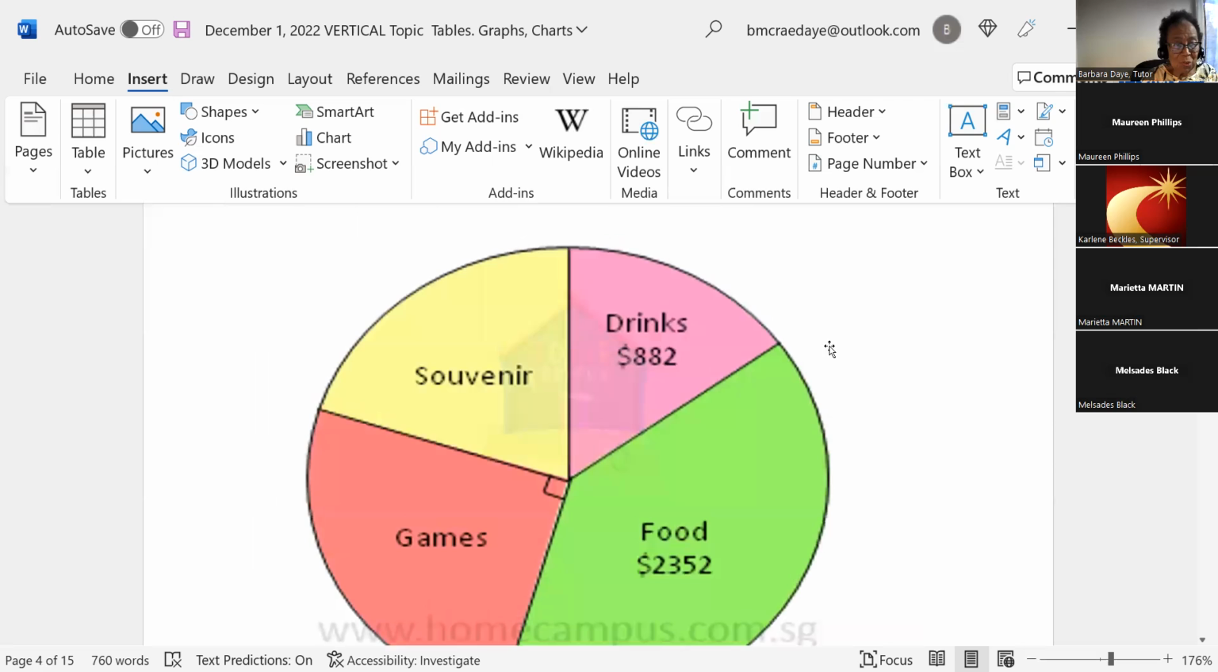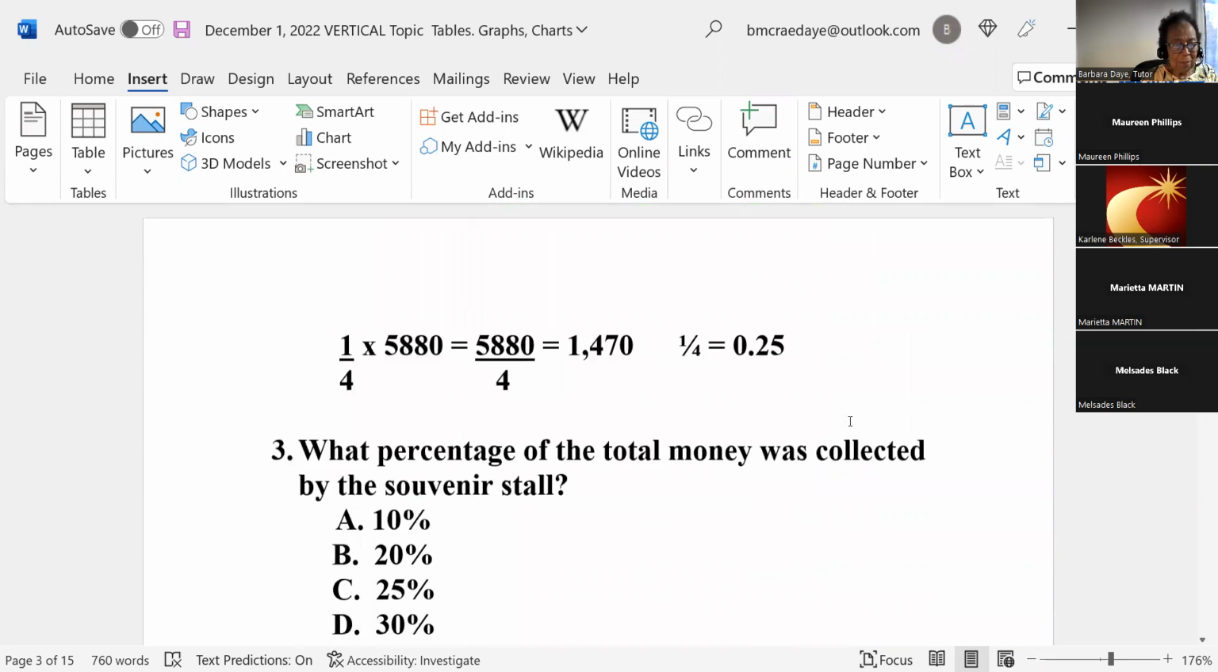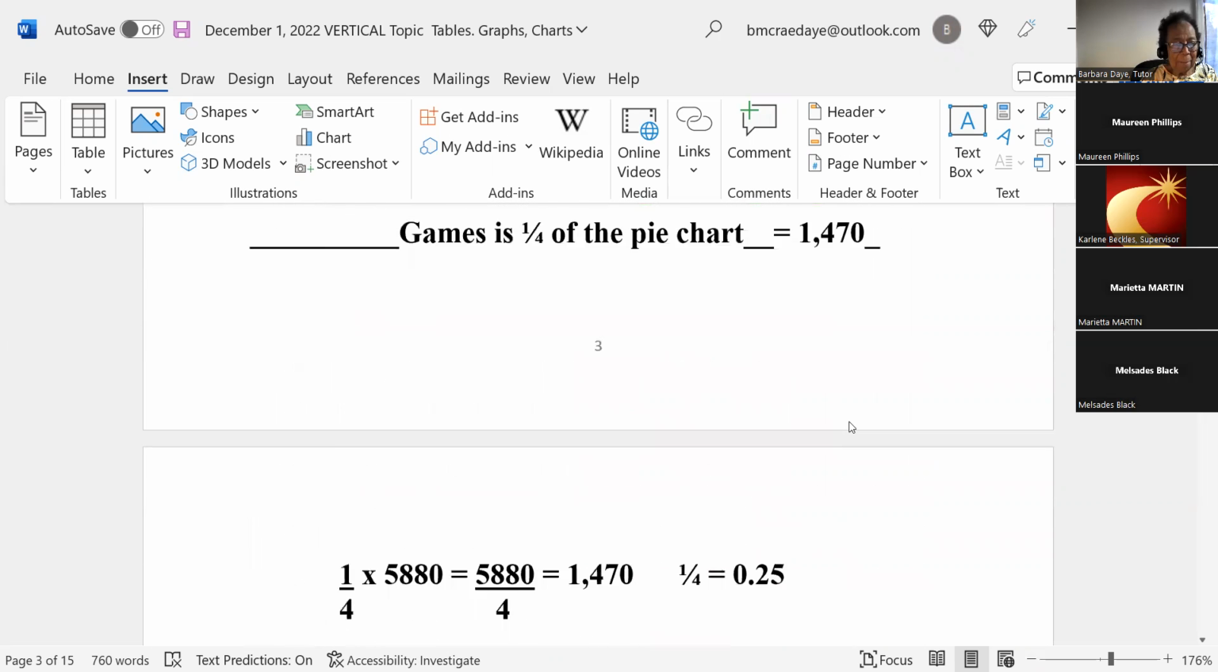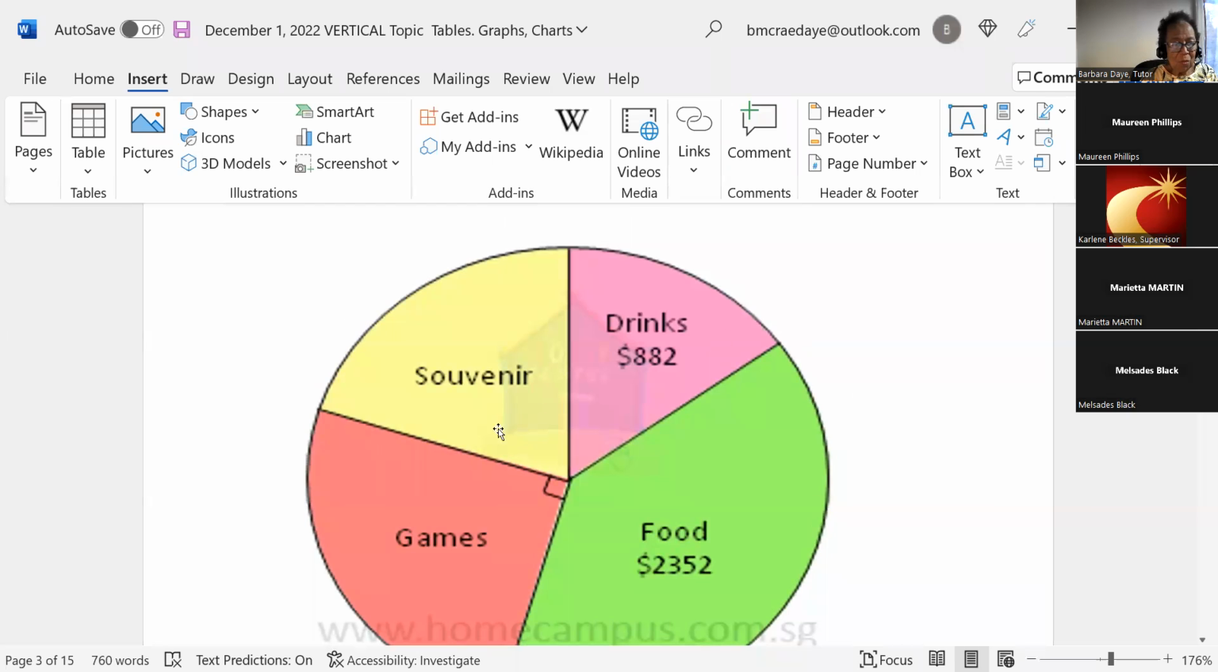So that's a nice, neat way of finding everything in the pie chart that you didn't have. Like here, you weren't given games, you weren't given souvenirs, but we figured out games, we figured out souvenirs, right? Miss, food is 40%, right?